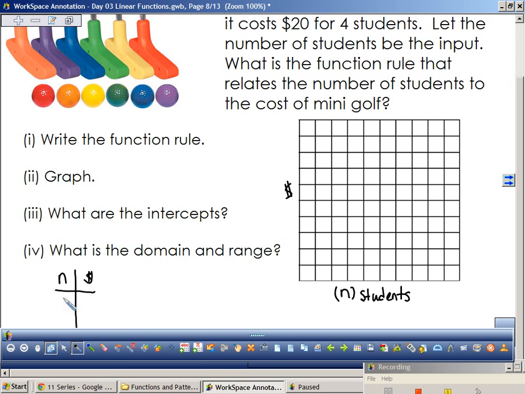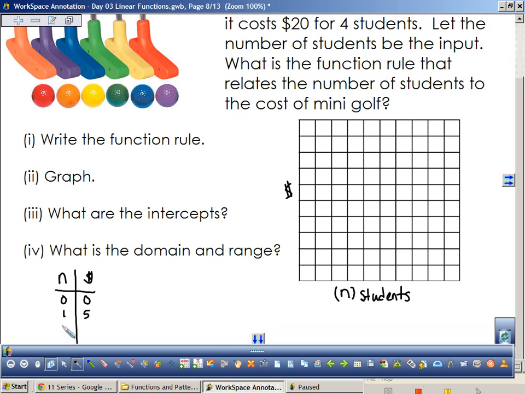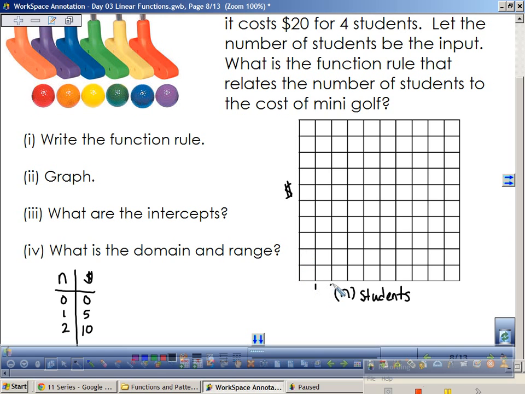So 1 student costs how much? What about 0 students? 0 would be 0. 1 student would be 5. 2 students would be 10. Do I need any more than that? Not really, right? Okay, how do you want to write? This is 1, 2, and this will be what? How do you want to do it? 5, 10, 15, 20? So we start here and just go up. Pretty easy.